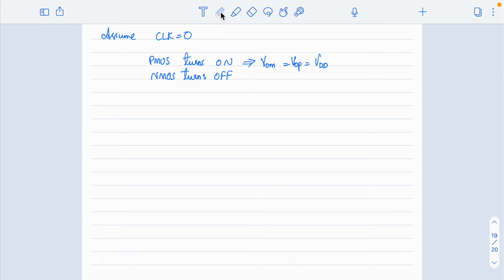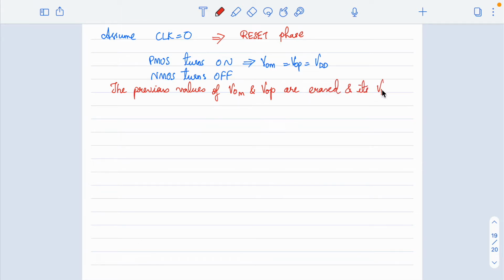So when the clock is 0, this phase can be considered as a reset phase. Reset phase or a pre-charge phase, it can be understood in either way. And all the previous values of VOM and VOP are erased, and it's VDD now, right? This is with respect to the top transistor PMOS.